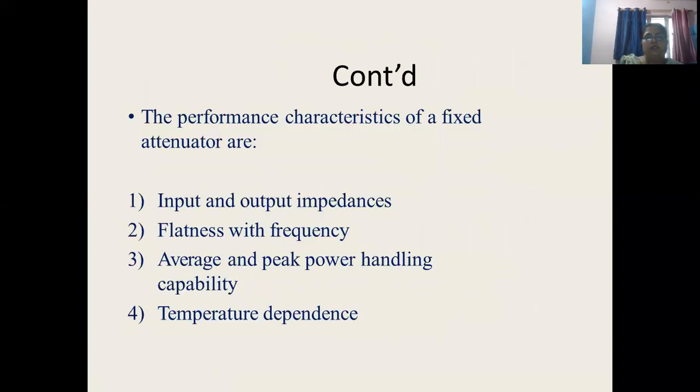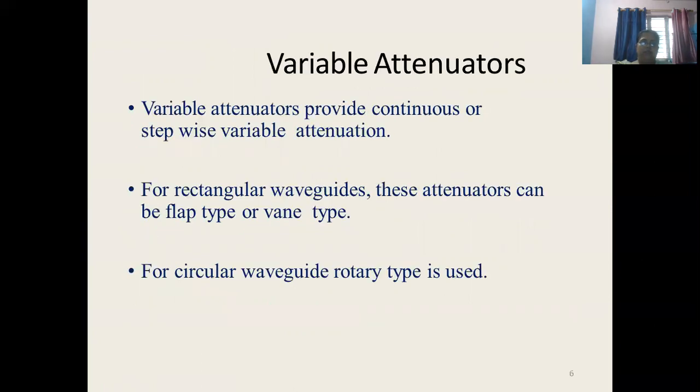The performance characteristics of fixed attenuators are input and output impedances, flatness with frequency, average and peak power handling capability, and temperature dependence. Another form of attenuator is the variable attenuator. These provide continuous or stepwise variable attenuation. For rectangular waveguides, these attenuators can be flap type or vane type. For circular waveguide, rotary type is used.